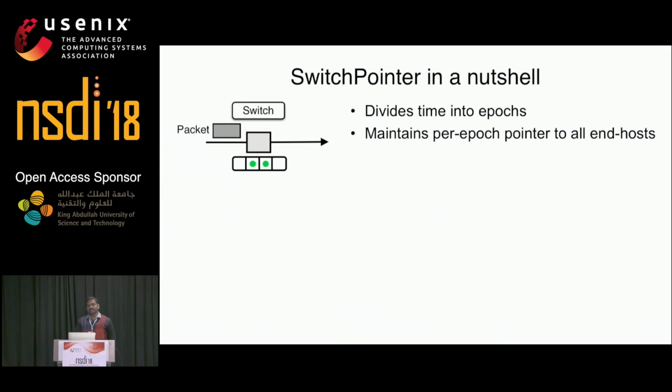In a nutshell, SwitchPointer switches divide time into epochs. In each epoch, a switch maintains pointers to the end hosts that it has seen. In addition, the switch also embeds two pieces of information into the packet header: link ID and epoch ID. The link ID is used to trace the packet trajectory, that is, the list of switches that the packet has taken, and the epoch ID can be used to efficiently track the contending flows and packets at individual ports.